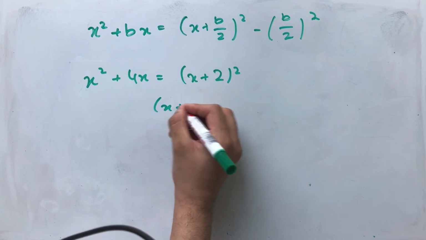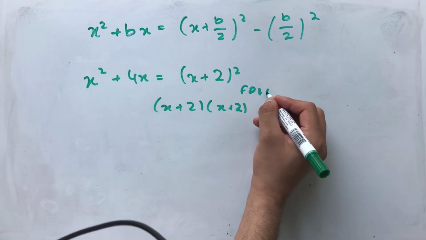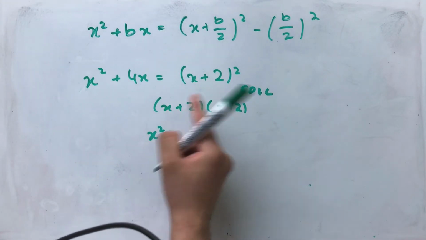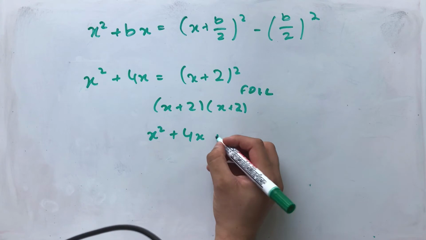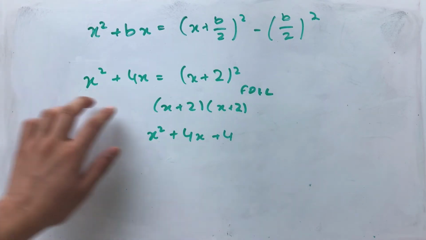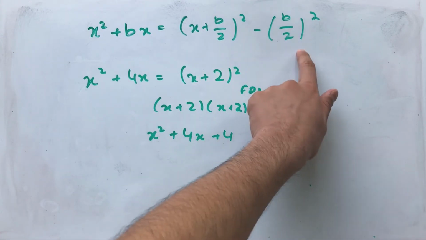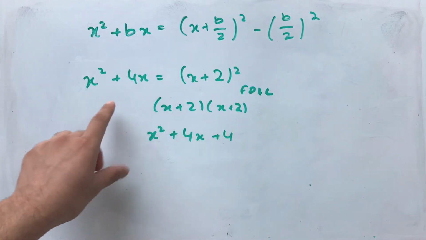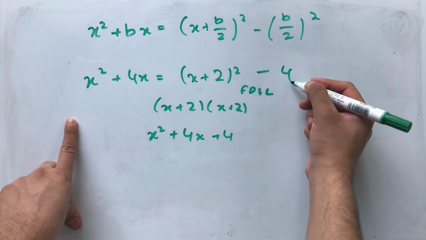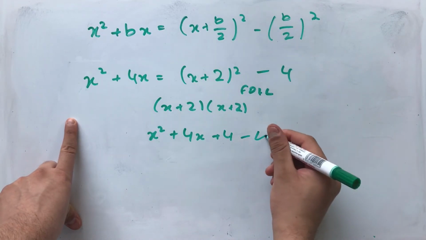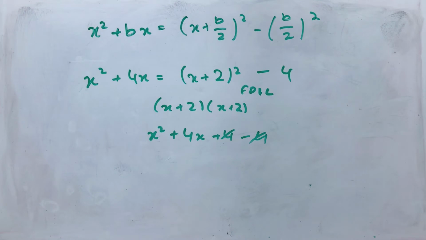Expanding these brackets, you can do x plus 2 times x plus 2. Then we apply FOIL: first, outside, inside, last. And we get x squared plus 2x plus another 2x gives you plus 4x, and then plus 4. Now, if you compare these two, it's exactly the same thing, except this 4 at the end. We don't want this. This is where this part comes in. This is where you get the subtraction, because 4 over 2 again is 2. So you get minus 2 squared, which is 4. So if you subtract 4 from this, these two cancel out, and you're left with the exact same thing. That's how completing the square works for something like that.